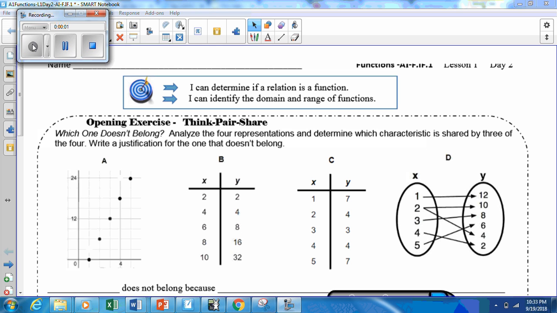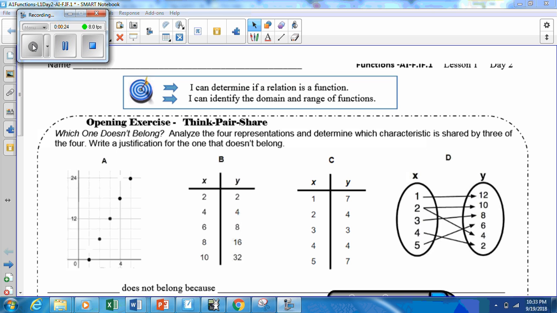Learning target today: I can determine if a relation is a function, and I can identify the domain and range of functions. All right, so here in our opening activity, think, pair, and share. You guys know how this works, right? You think for a minute, and then you and your partner share out what you come up with.